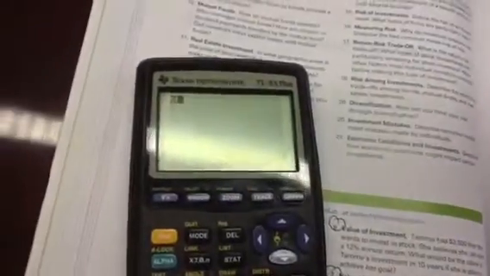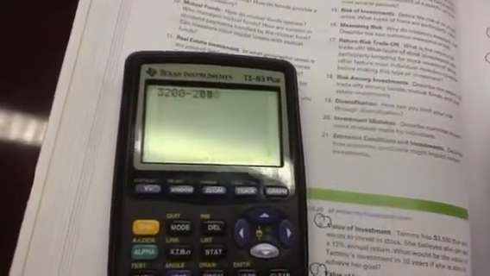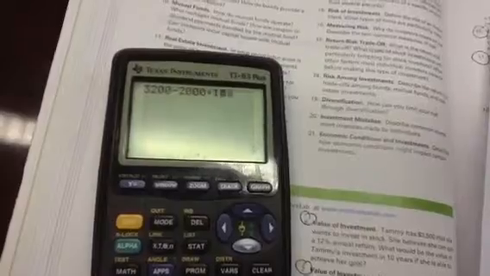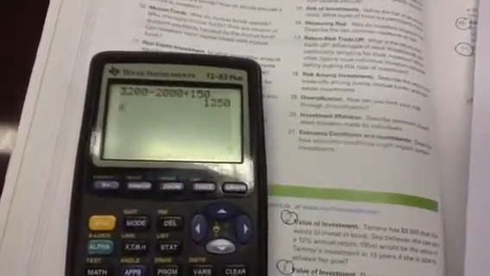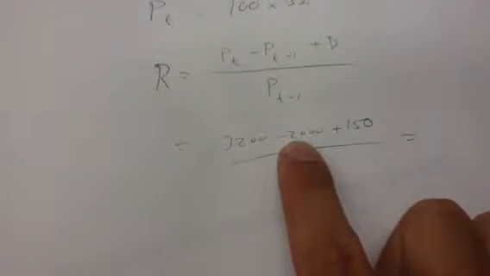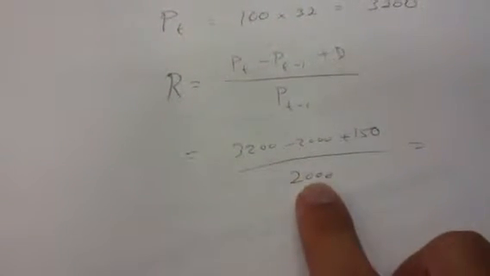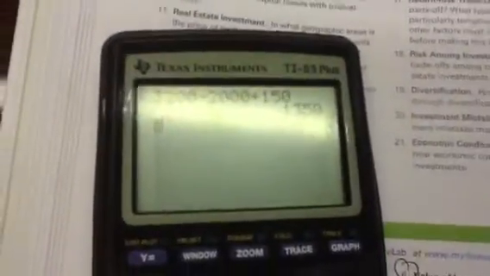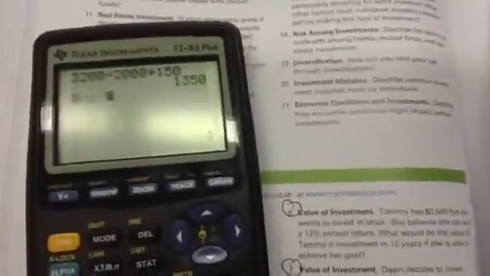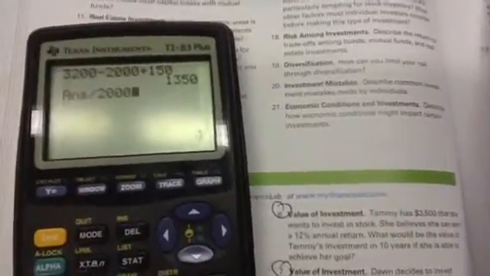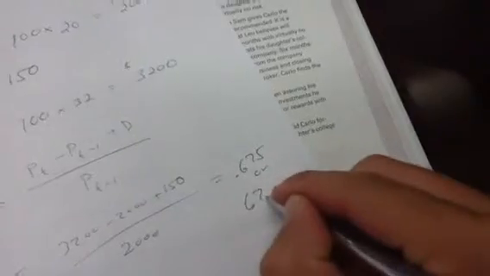We would get 3,200 minus 2,000 plus 150. That's all the numerator. Remember your order of operations. You can't do 3,200 minus 2,000 divided by 2,000. You've got to be very careful and do your numerator first. That's your numerator. Now divide by the denominator, 2,000, and you get 0.675. So your return is 0.675, or if you multiply by 100%, it's 67.5%.